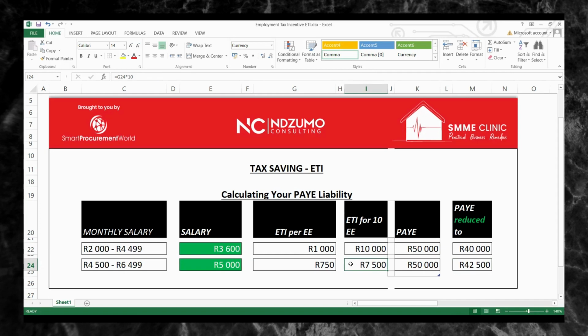What can you do with this money? I don't know. Take your team out, build company morale, whatever it is that you're trying to do to grow your business. You have to admit, if you have more money back into the company, you have more options.